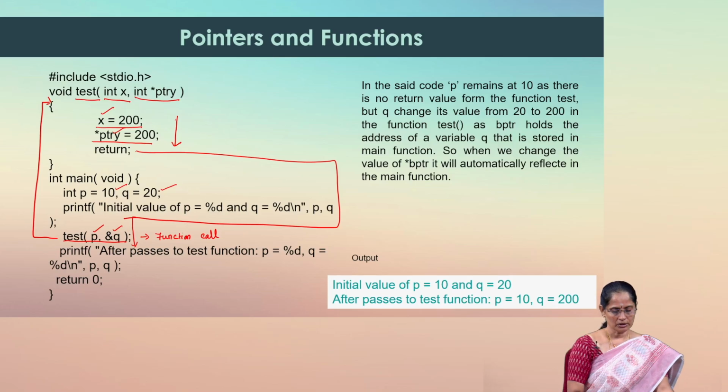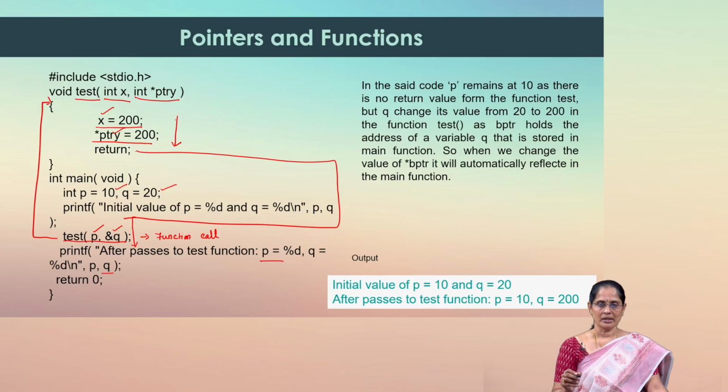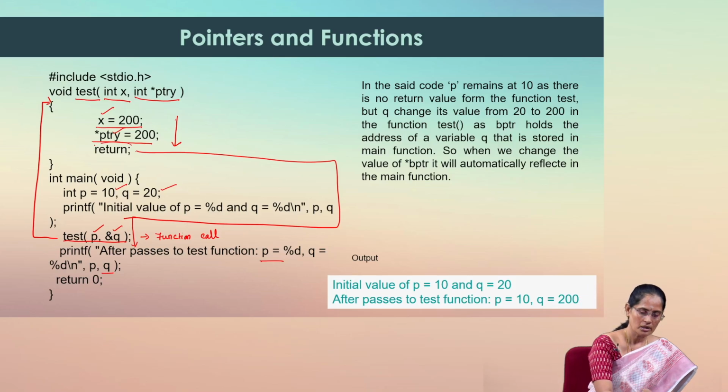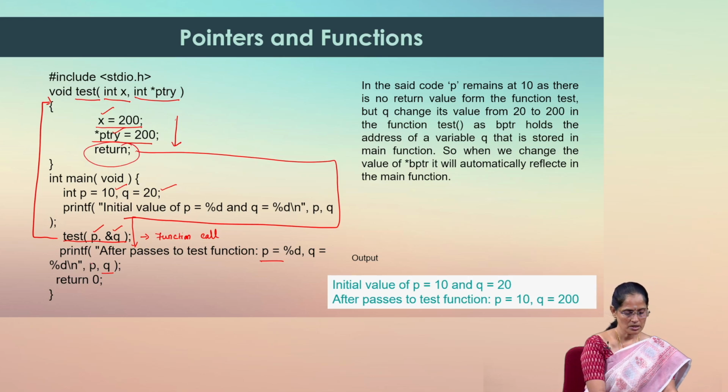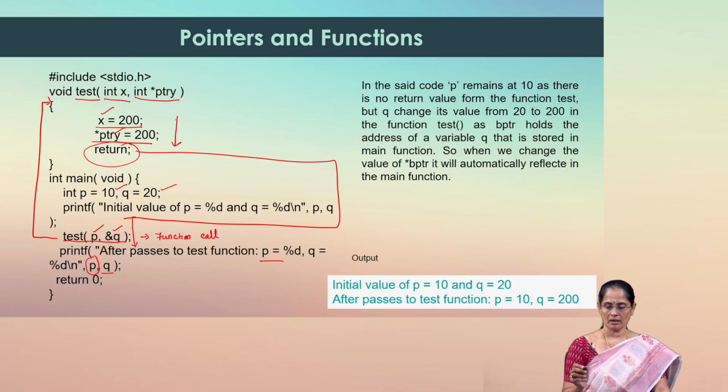So, after the function call, we are also displaying the values of p and q, right. Now, how does it execute, let us learn. In this code, p remains at 10 as there is no return value from the function test, right. The function does not return any value. So, the value of p is not altered. It remains the same as 10.